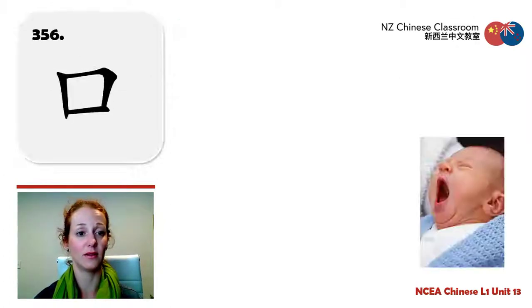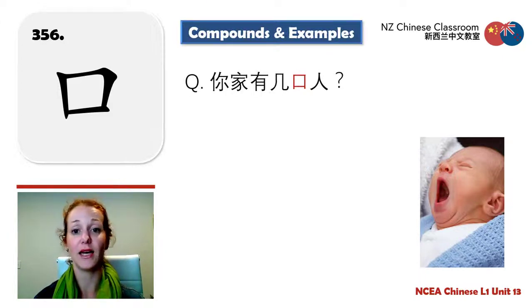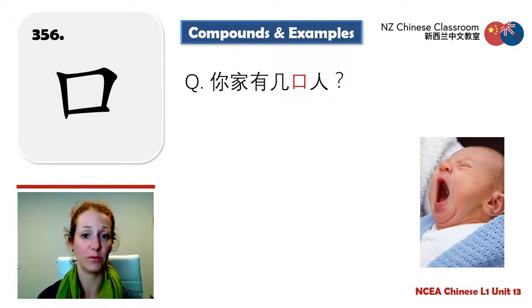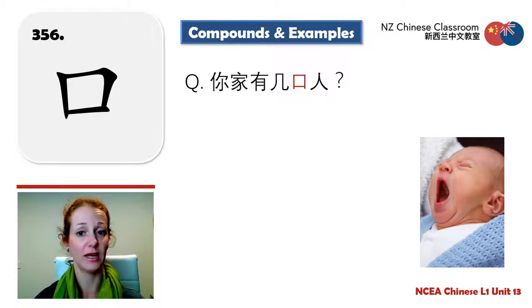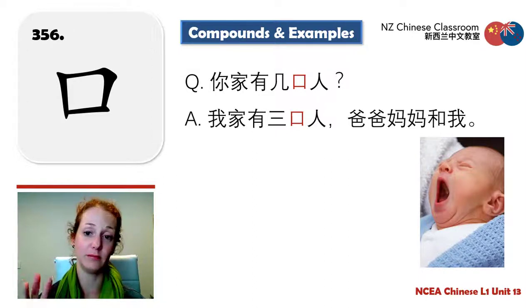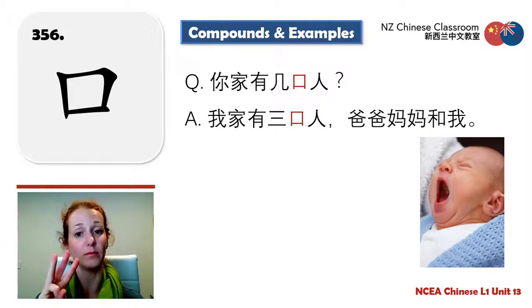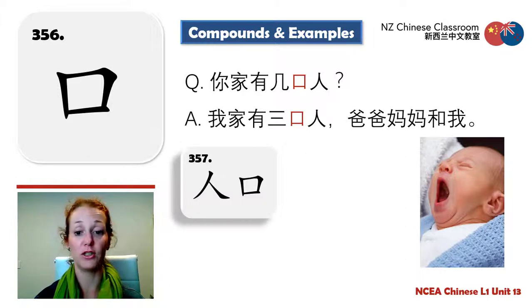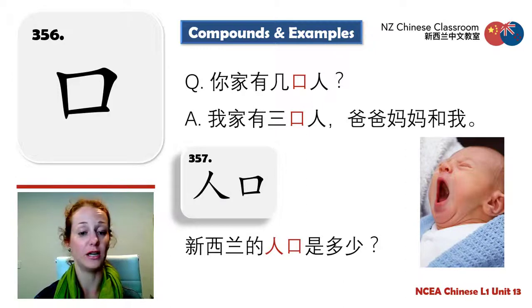下一个, 口. There's a few uses for this word. 你家有几口人? Measure word for people, especially when you're talking about family members. How do we answer? 我家有3口人. 爸爸妈妈和我. So measure word. 人口 means population. 新西兰的人口是多少? How much is New Zealand's population? 你知道吗? 人口.